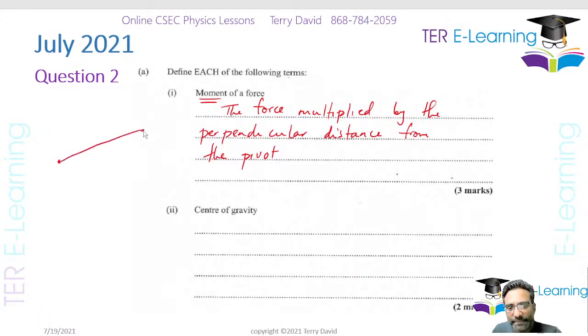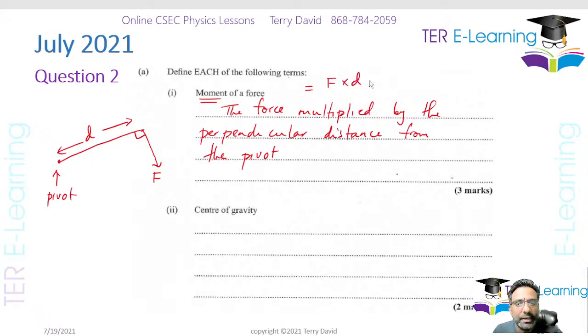Let's say that's your pivot, and this is your force here. That force has a perpendicular distance of, let's say, D from my pivot. So this here is my pivot, or your fulcrum. So your moment of a force is simply equal to F multiplied by D. So it's 3 marks for this. Even if you didn't draw a diagram, that's okay once you put the correct words.